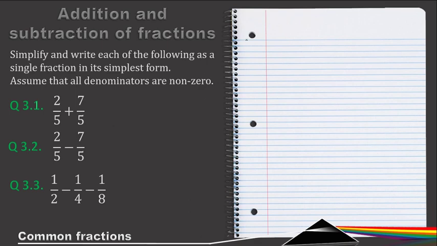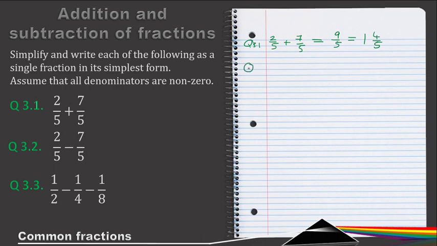Alright, so for question 3.1, I have 2 over 5 plus 7 over 5. Now, this one's quite easy because both of my denominators are the same, so I can just go ahead and add. 2 plus 7 is 9 over 5. And then to simplify it even further, I can just write it as a proper fraction. 5 goes into 9 once, and 4 over 5 is left.